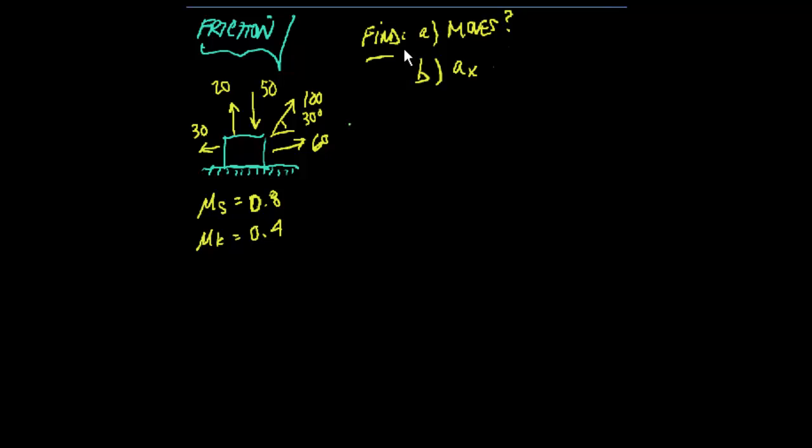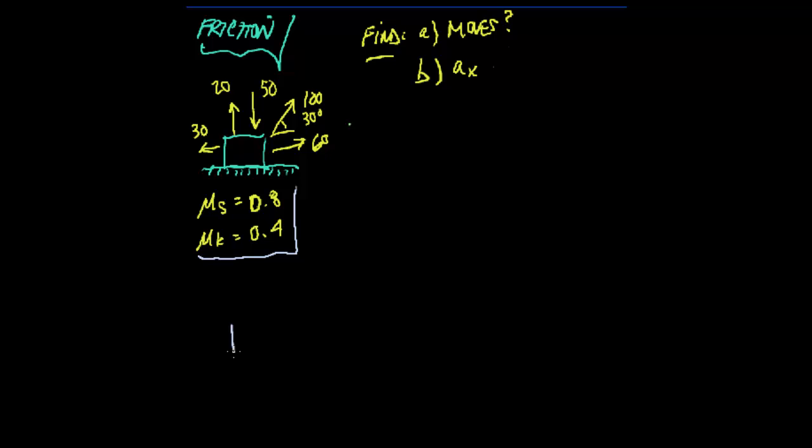What we've been asked to find is part A, if it moves, question mark, and assuming it does, part B would be find the acceleration in the x direction. Obviously if it doesn't move, that makes part B equal to 0. And we're given the coefficients of friction for static and kinetic right here. So that's how we know there is friction.